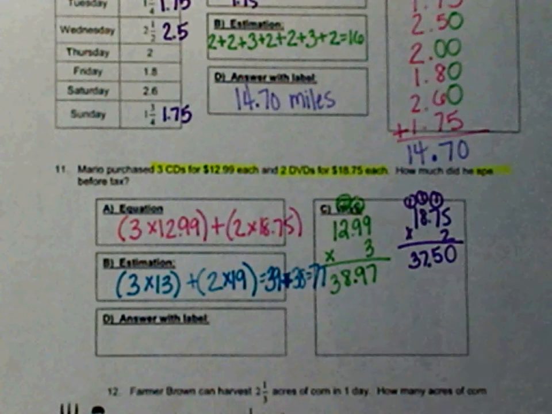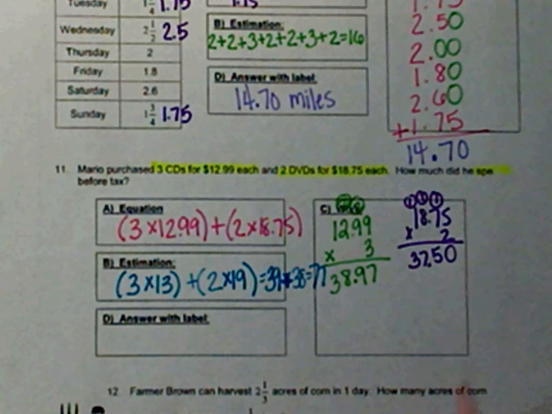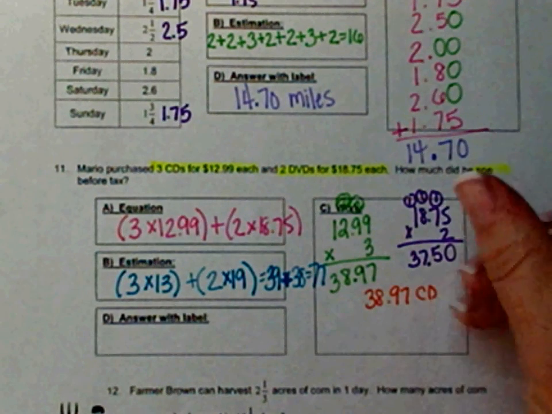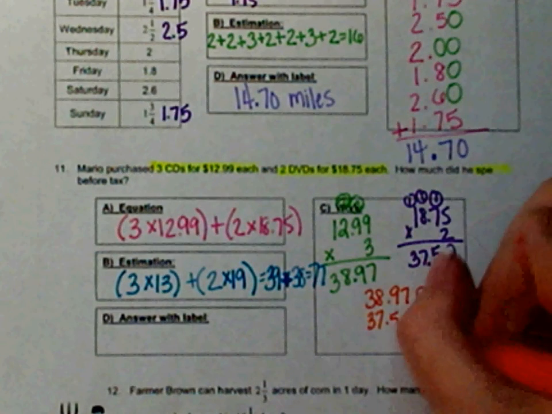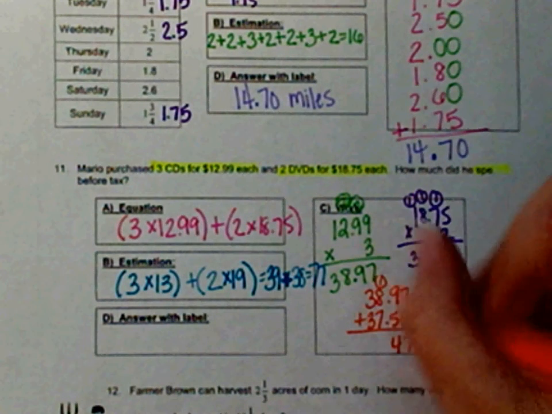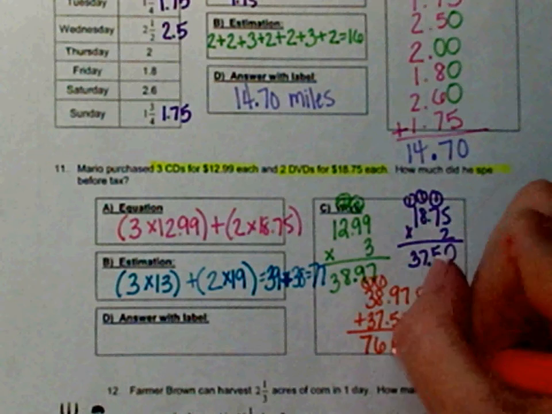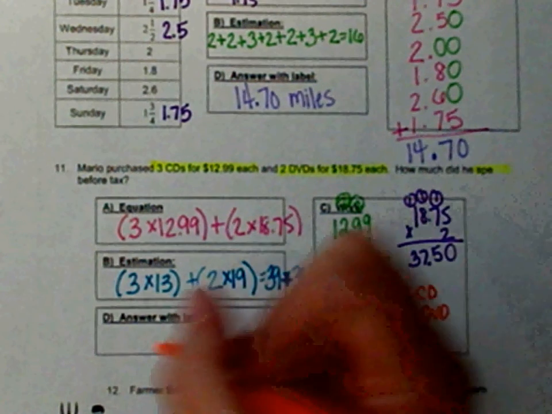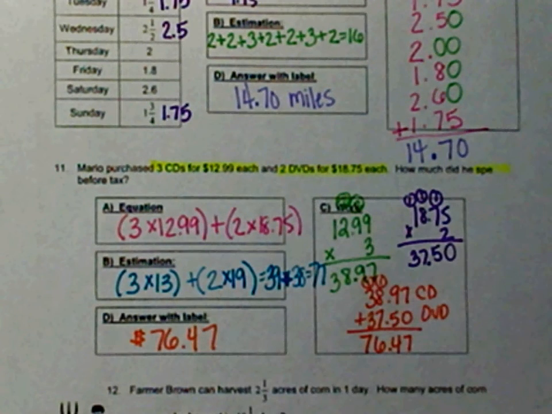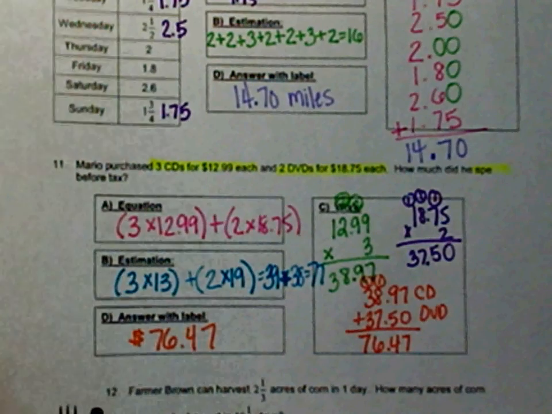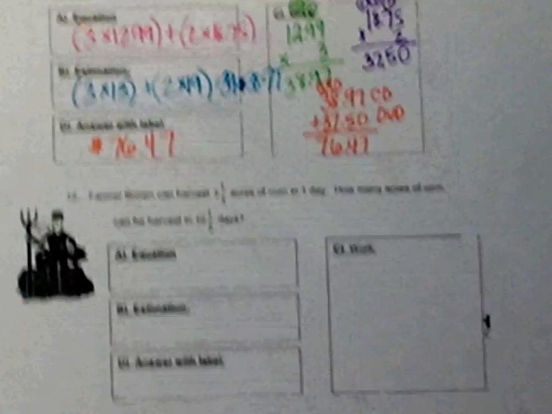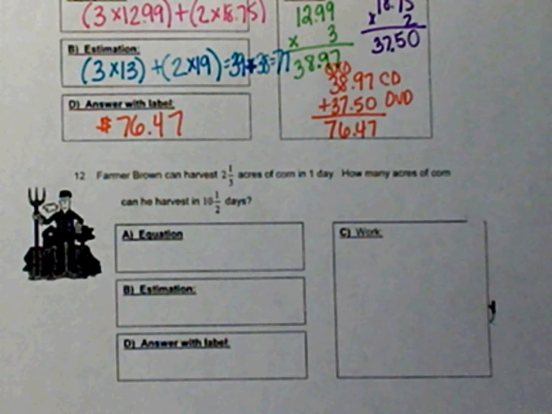Okay, let's take our actual numbers and multiply them. 1299 times 3. Remember, when we're multiplying decimals, we break the rule about lining up decimals. So I'm just going to multiply 27, 29, 8, 3, and do not forget that decimal. Then we're going to go to 1875, multiply it by 2. Again, we're breaking the rule. Do not line up the decimals. 17, 3, and do not forget your decimal.